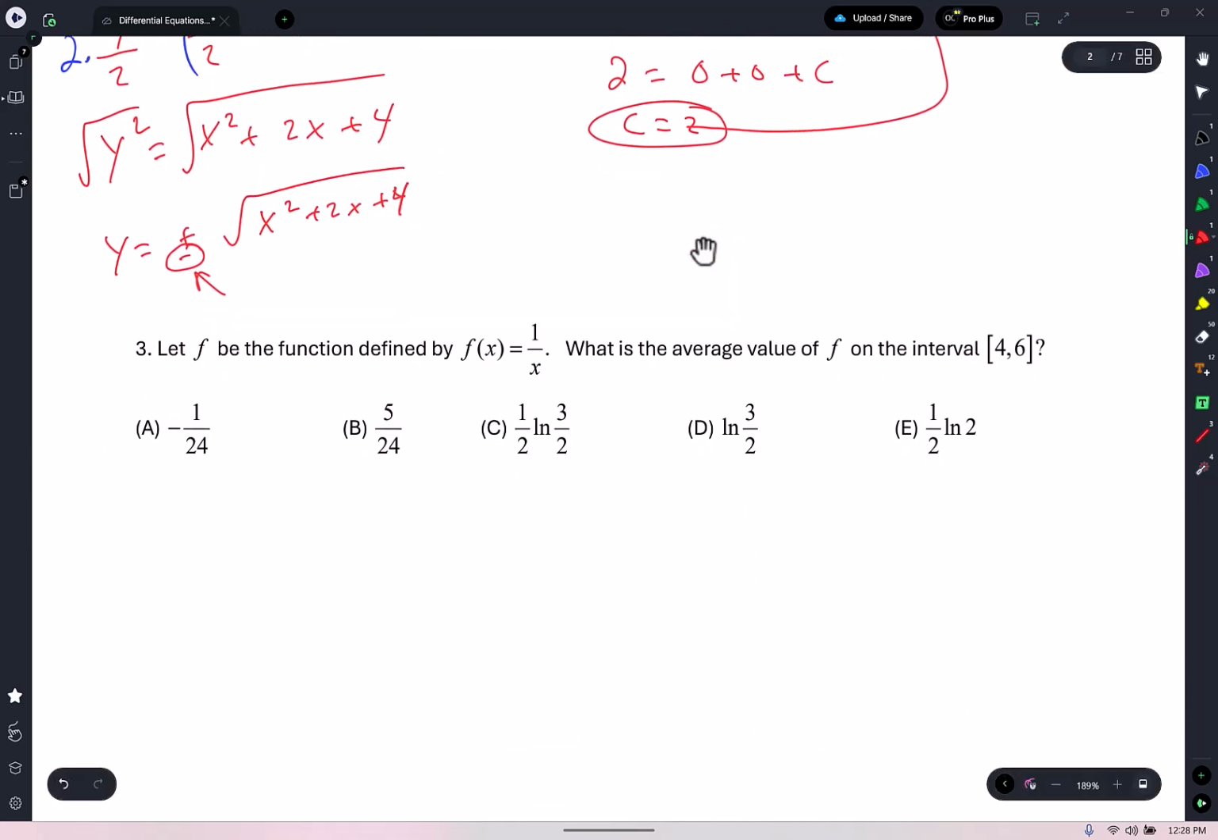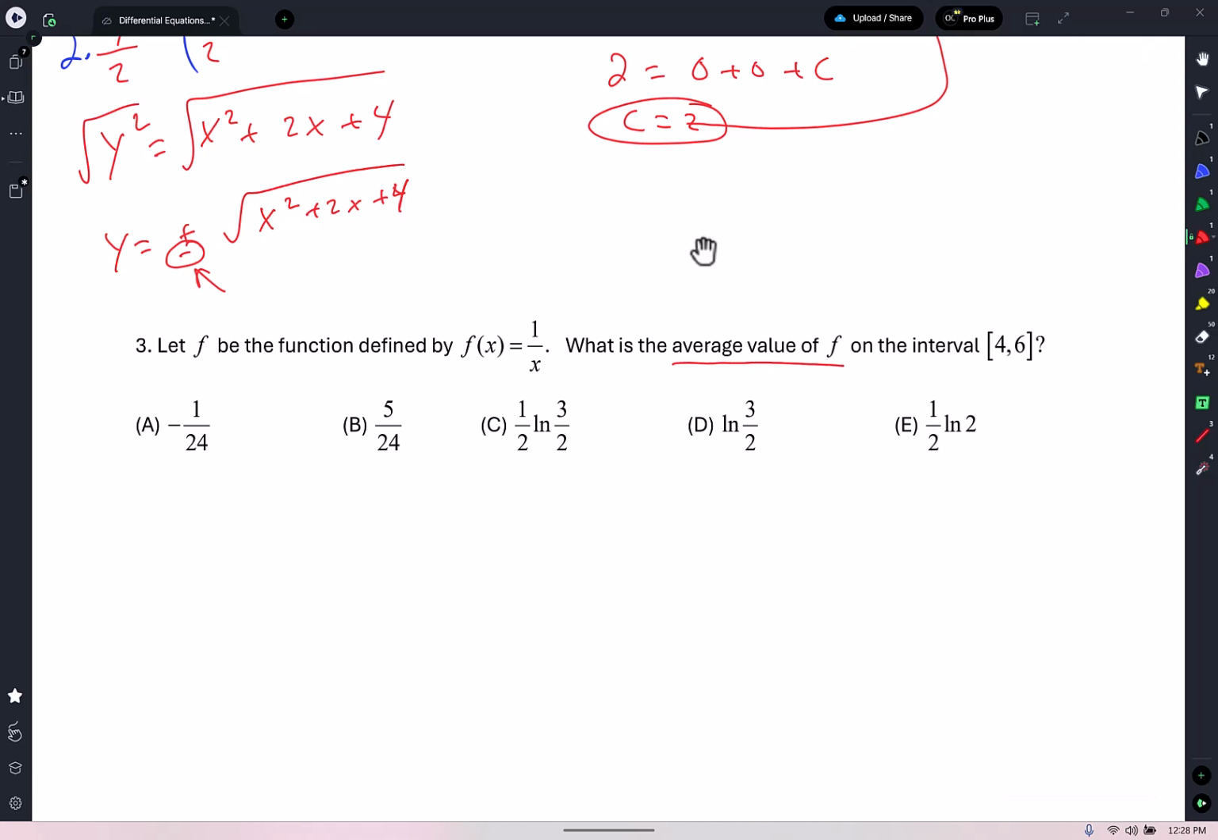This one here, I feel like some of you just didn't know how to find average value of a function. Let f be the function defined by 1 over x. What is the average value of f on the interval 4 to 6? So average of f, hold on.